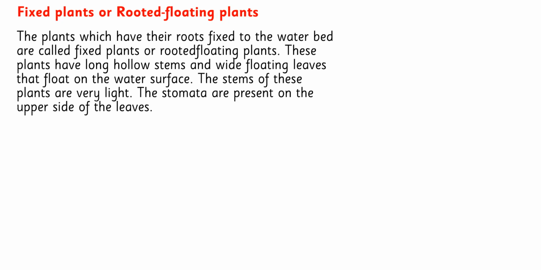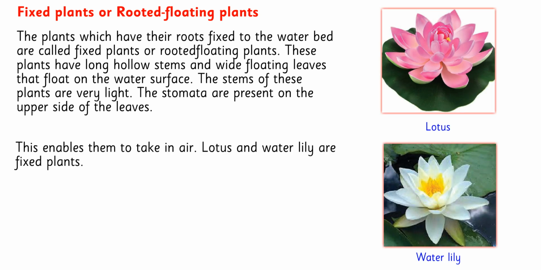Fixed plants or rooted floating plants. The plants which have their roots fixed to the waterbed are called fixed plants or rooted floating plants. These plants have long hollow stems and wide floating leaves that float on the water surface. The stems of these plants are very light. The stomata are present on the upper side of the leaves, which enables them to take in air. Lotus and water lily are fixed plants.